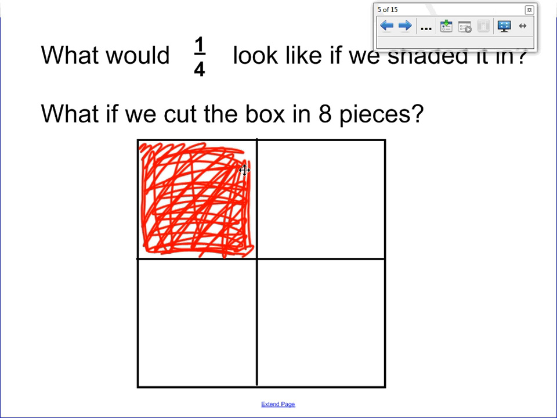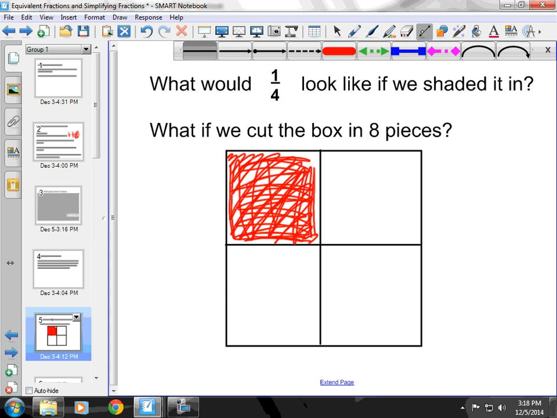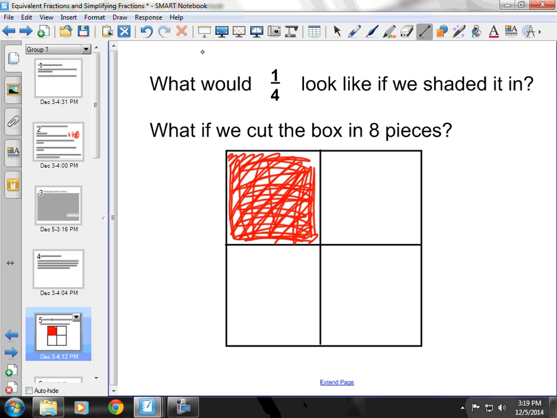But what would happen if we decided to cut the box into 8 pieces instead of 4 pieces? Is that going to change the shaded part? Do I have to change the shaded part in order to do that? Well, let's take a look. I'm going to go ahead and make lines here. And if I cut this part in half here, and this part in half here, I have 8 equal sized pieces, or as close to equal as I can get there. So take a look at that.